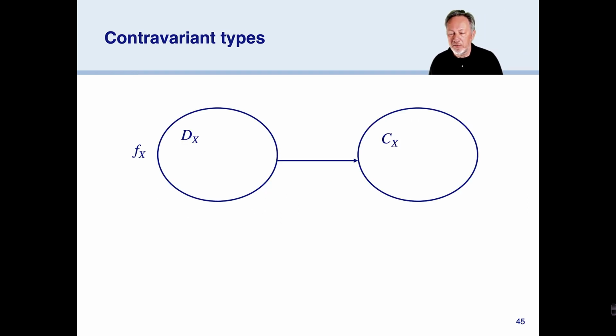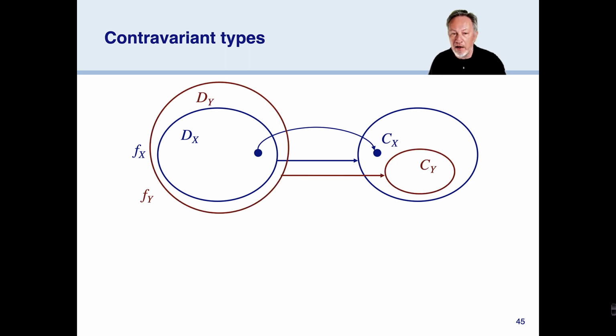Now let's look at contravariant types. This, at first glance, seems much more reasonable than the covariant types because they're going to be sound. As before, fx maps dx to cx, and fy maps dy to cy, and now our constraint is that instead of dy being a subtype of dx, we reverse it. So instead of being covariant, it's contravariant. We have a typing rule where the domain should be a supertype and the range can be a subtype.